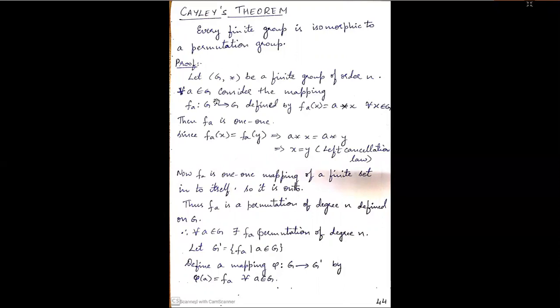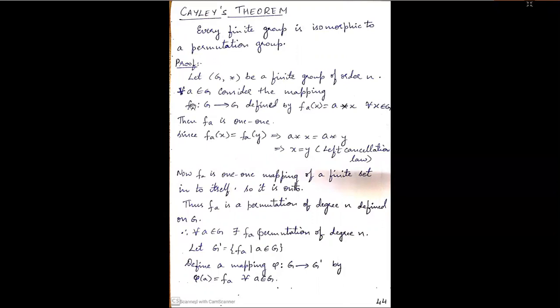So let us look at this proof. This is a very important theorem. Every finite group is isomorphic to a permutation group. So I consider let (G, star) be a finite group of order n. For all a belonging to G, consider the mapping. So for every a in G, I consider a mapping Fa from G to G defined by Fa of x is equal to a star x.